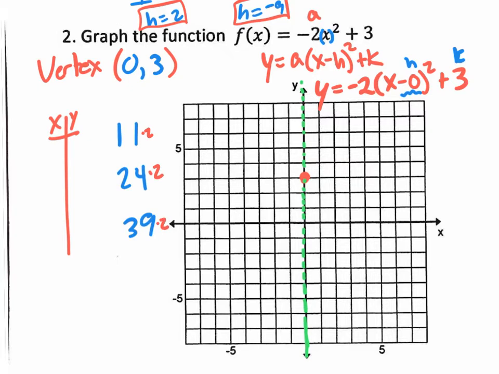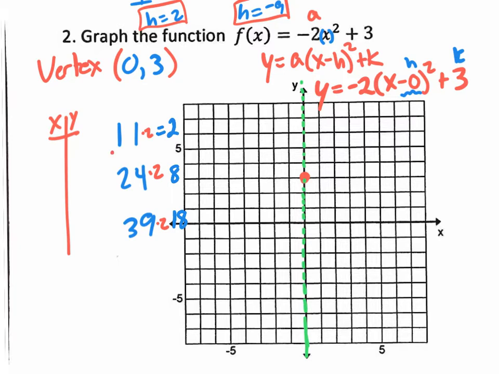Now I know some of us are thinking, oh, but it's a negative 2. Shouldn't I be multiplying by negative 2? It doesn't matter as long as you remember that your negative means that it's going to be opening down. Okay? So we just multiply these second numbers by 2, and we're going to end up with 2, 8, and 18.